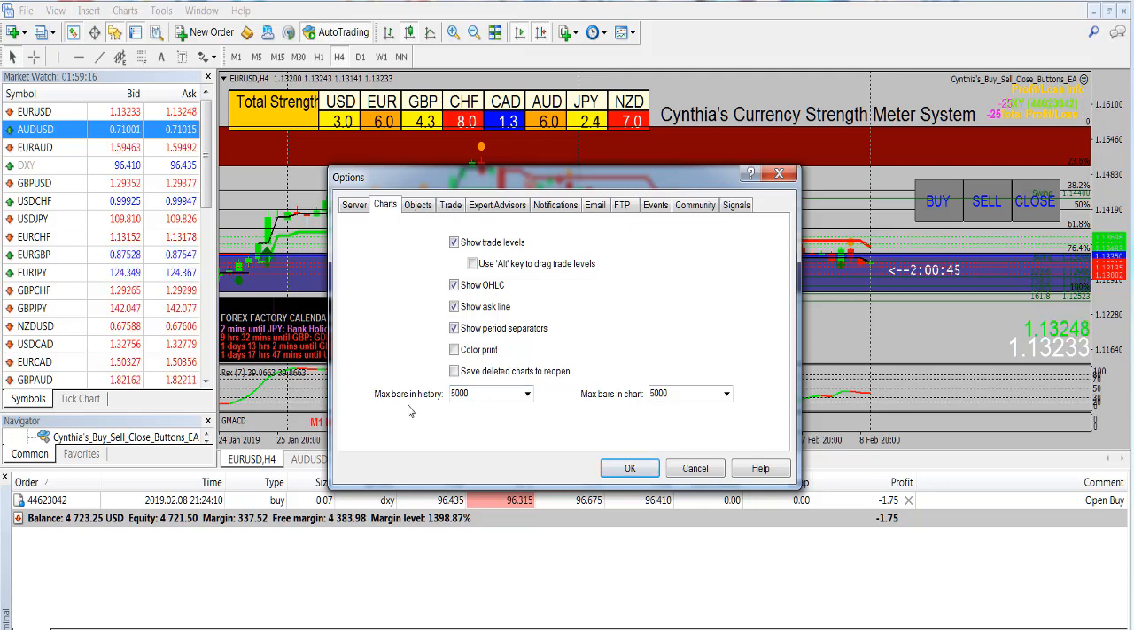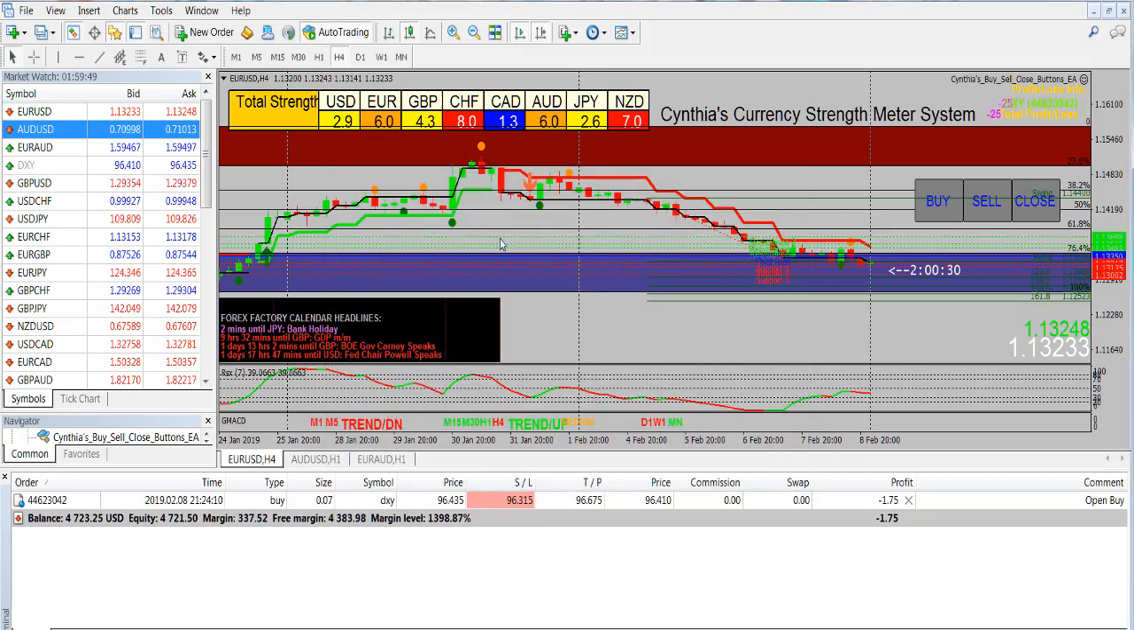It has to do with the max bars in history and max bars in chart. The default setting is 250,000 bars in your history. There's no reason for you to have that many bars in your history, so just change it to 5,000. That's totally adequate. The max bars in your chart also defaults to 250,000, so just change that to 5,000 and then click OK. So now your toolbars are set up so that your MT4 platform is optimized.